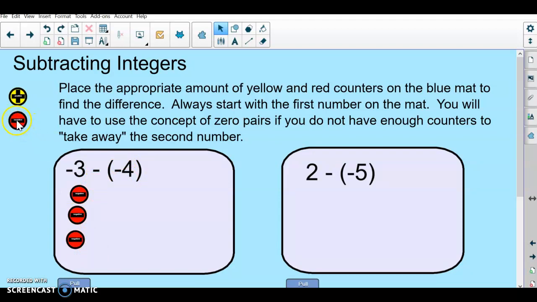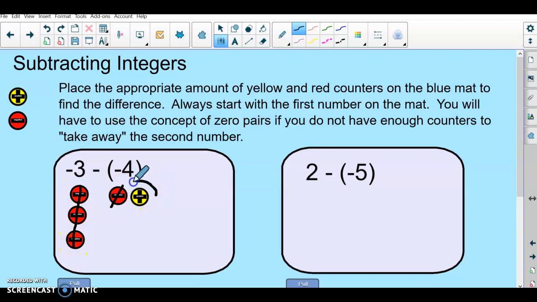So in order to get another negative that we need, I'm going to bring a negative and a positive over so I don't change the value of my mat. The value of my mat is still -3. Now, do I have enough to take away 4 negatives? Absolutely. So I'm going to take away my 1, 2, 3, 4 negatives. And what does that leave me with? That leaves me with 1 positive.